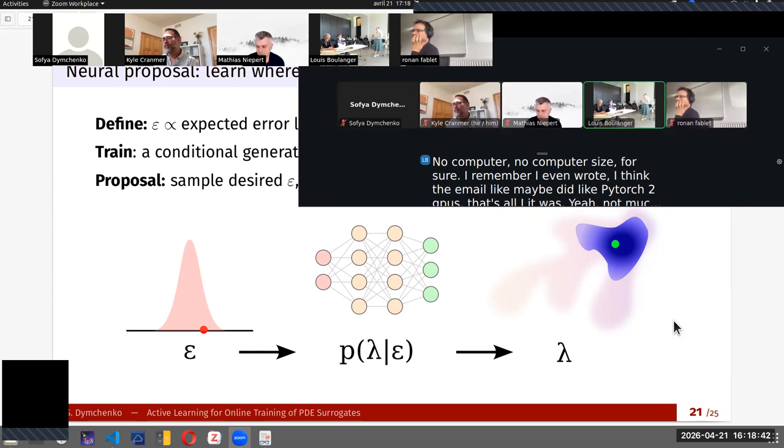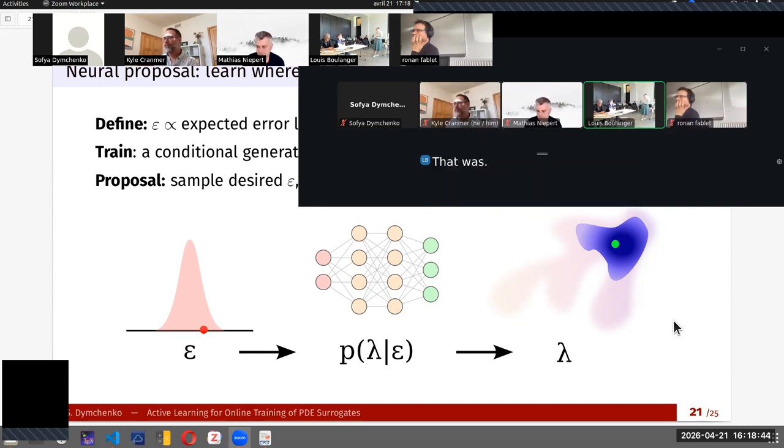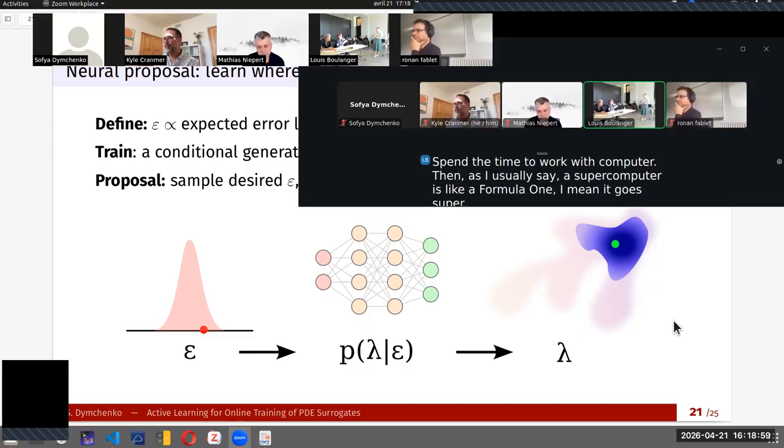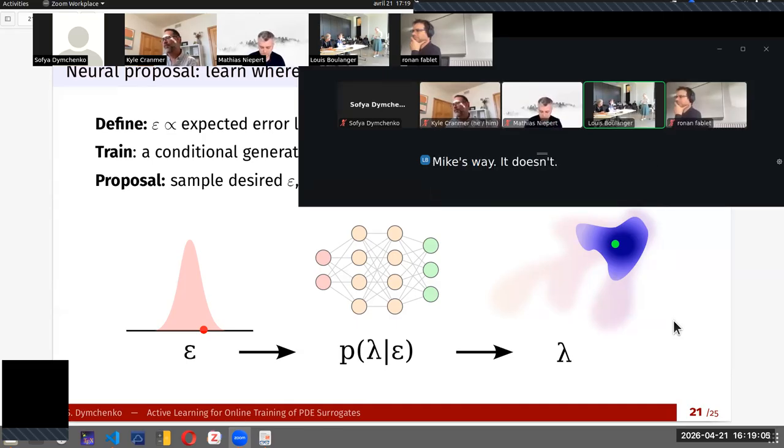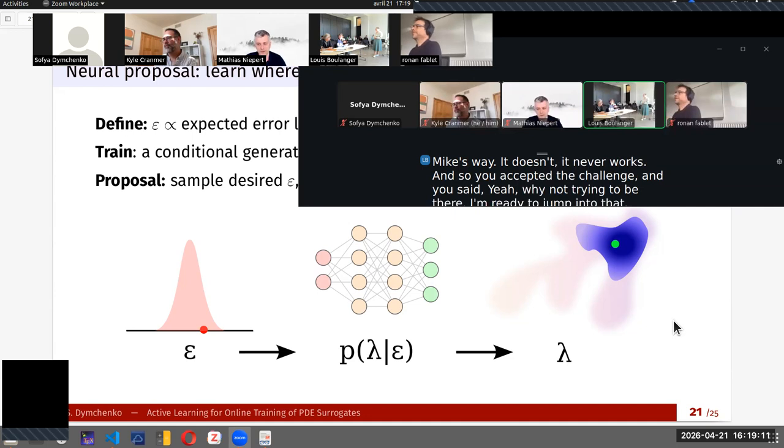That was a bet, basically, on someone with a strong mathematical background, if you're willing to spend the time to work with a supercomputer. As I usually say, a supercomputer is like a Formula One. It goes super fast, but most of the time it's in the garage and you have to fix it. So most of the time you're trying to fix it when it never works. And you accepted the challenge and said, why not, I'm ready to jump into that. And things worked out quite well.